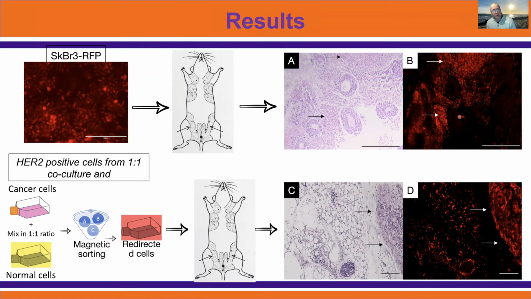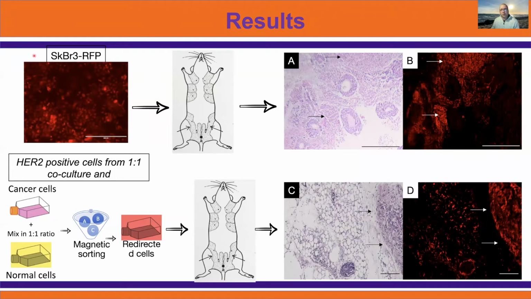So like I said, we developed an in vitro model that mimics the results that we see in vivo. So in this case, you see here, these SKBR3 cells were transfected to constitutively express red fluorescent protein. Seen here, this is just a 2D in vitro culture. So we've done this with multiple human breast cancer cell lines.